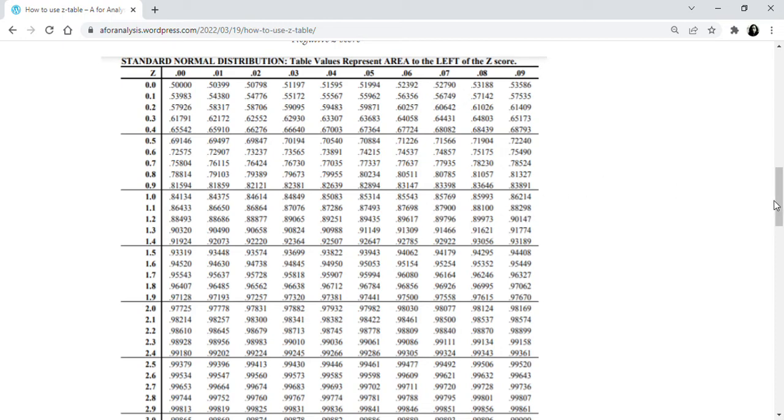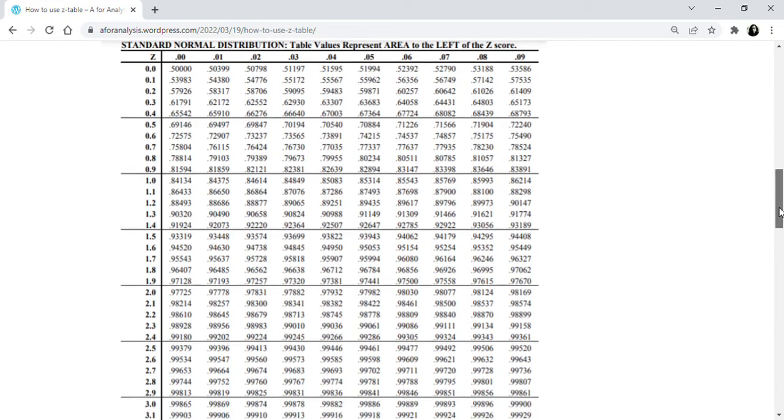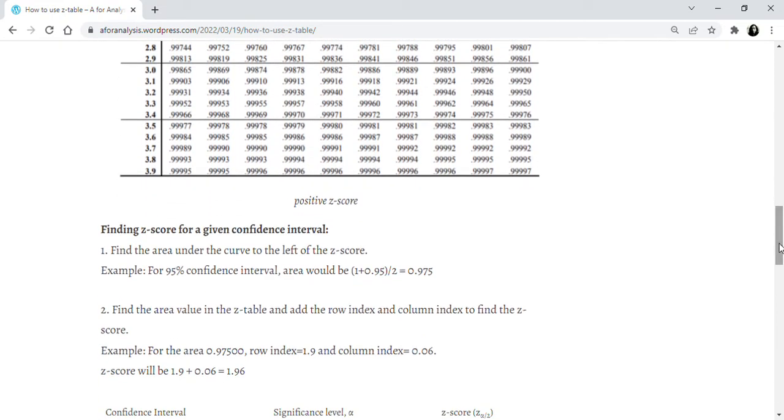Now let's look at one example. How do we interpret this table, or how can we make use of this table? Say for example, we are given a confidence interval of 95% and we want to know the corresponding z-score.